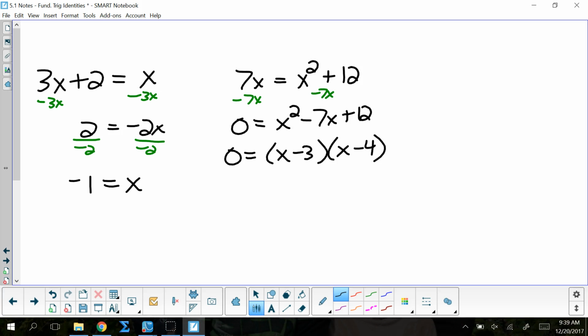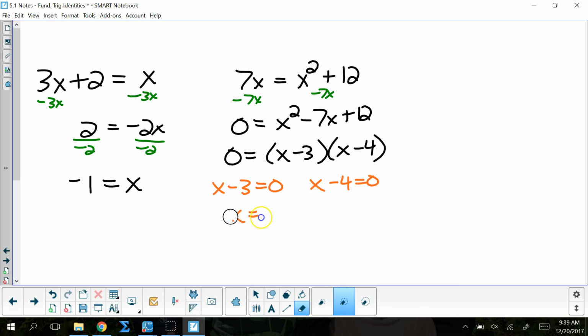Then there's the quadratic formula. Alright, am I done? No, because now I gotta set each one of these parentheses equal to 0 and solve those. So I get x equals 3 and x equals 4, right?